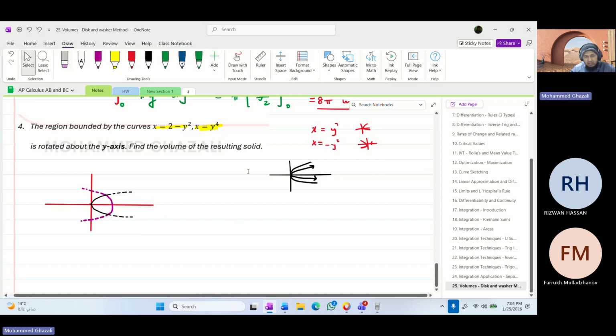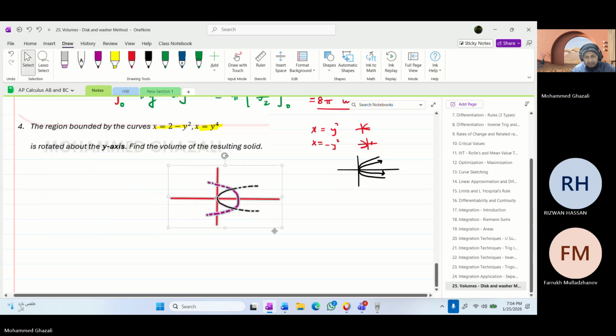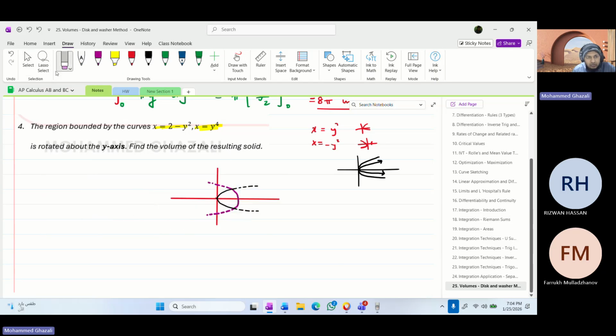So let's move the graph to the side. This was just explaining to you how to draw these graphs. Now let's move these graphs to the side. Okay, so we need to focus on points of intersection. What are the intersection points here?